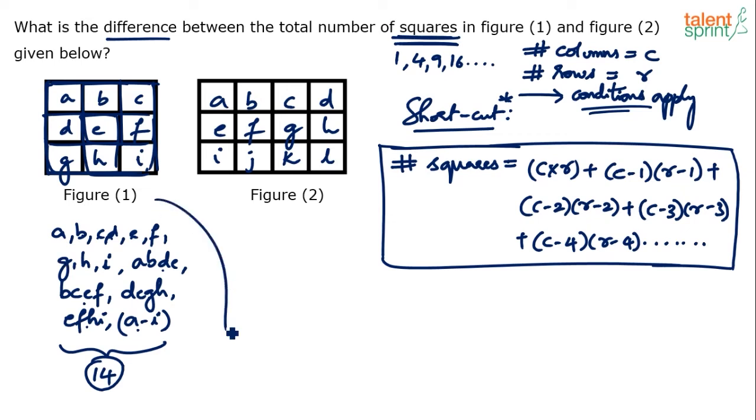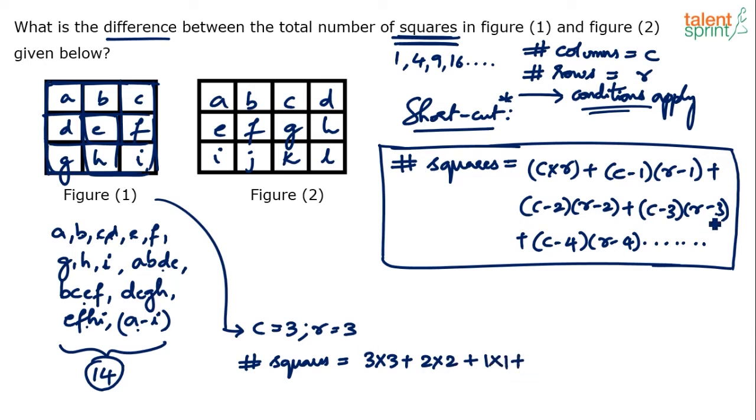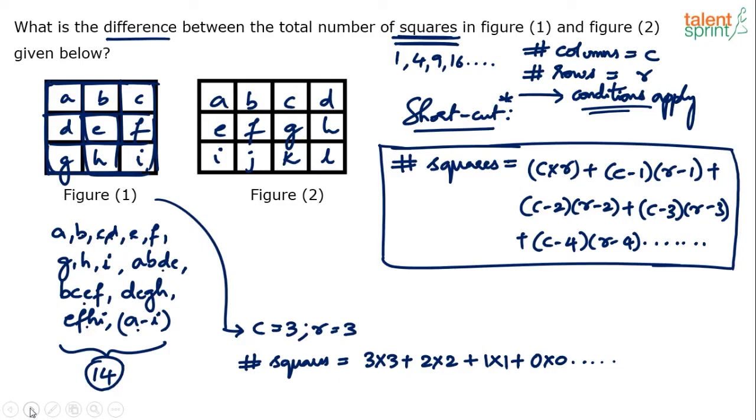So in the first figure, C is equal to 3, R is also equal to 3. So what will be the number of squares? The number of squares will be equal to C into R, 3 into 3, plus (C minus 1) into (R minus 1), 2 into 2, plus (C minus 2) into (R minus 2), which is 1 into 1, plus (C minus 3) into (R minus 3), 0 into 0. After that it will become 0. You cannot consider a negative value. You cannot subtract anything further.